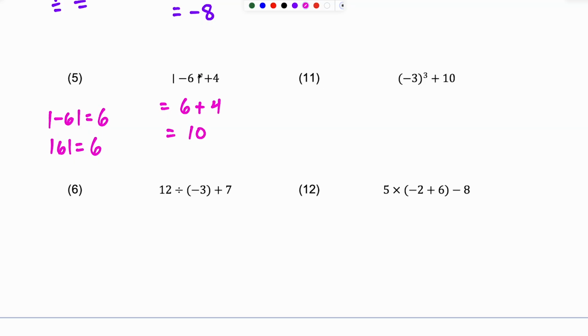For something like this, though, just be careful. Don't do something like negative 6 plus 4 is negative 2 and then find the absolute value of negative 2. Okay, so this is not what we're going to do here. This would be true if we had absolute value of negative 6 plus 4. Then the absolute value bars, in a way, act as a pair of parentheses. And then we would say absolute value of negative 2, which is equal to positive 2. Okay, but that's not what's happening here. Question 5, we do the absolute value part first and then add 4. So we get 10.